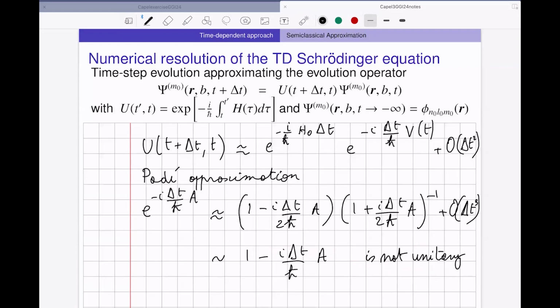And so the problem is that you will not conserve the norm of the wave function, and you don't know exactly in which channel that norm will go. Will it go into the elastic scattering? Will it go into the breakup? So this is a problem. This is not a good approximation. So that's why we don't consider this kind of approximation, which would be much more simple.